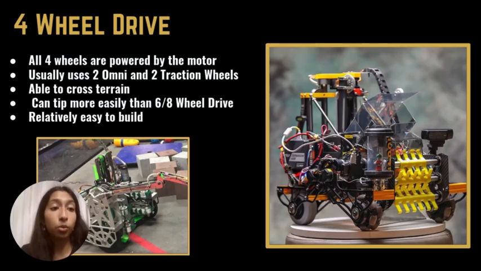So next one we're going to look at is the four-wheel drive. So in this one, there are still four wheels. However, they're all powered, so they have four motors. This setup is often combined with traction and omni wheels for balance, and it's very stable on the ground and it's pretty easy to build as well. However, it's important to note that it's a lot easier to tip compared to the six and the eight wheel drives, which allow for more stability.